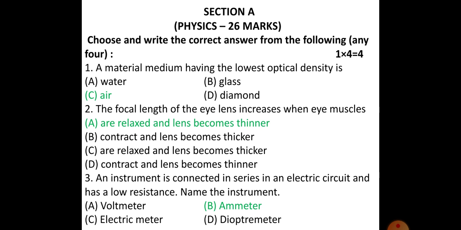A material medium having the lowest optical density is air. The focal length of the eye lens increases when eye muscles are relaxed and the lens becomes thinner. The instrument is connected in series in an electric circuit and has a low resistance. Name the instrument, that is ammeter.